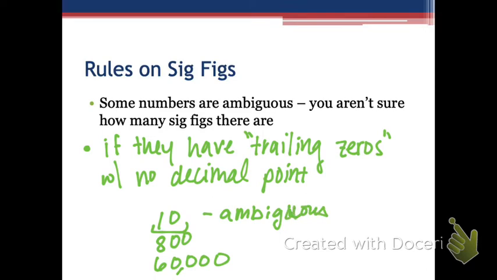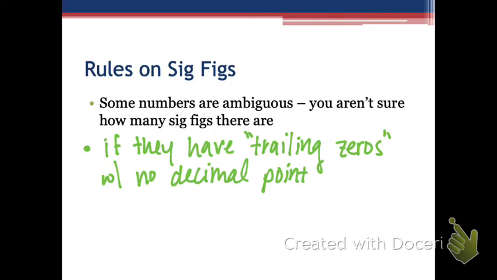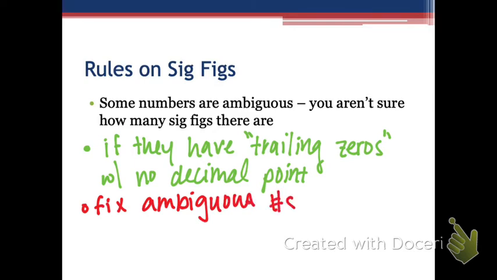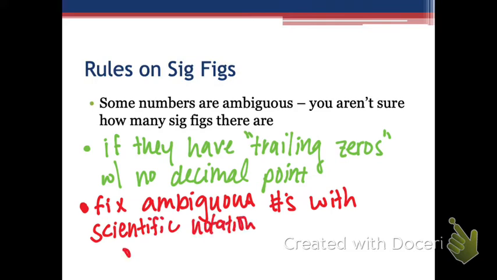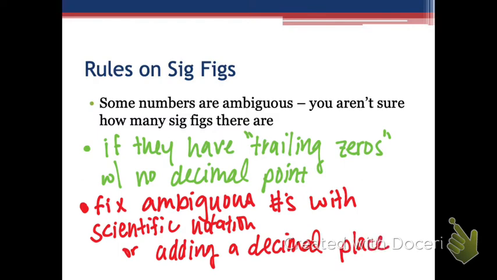Another problem is that we should never give ambiguous numbers as part of our answer. We have to give our numbers in the correct number of significant figures. Let's say that we've got a number that's ambiguous and we need to put it in a certain number of significant figures. You can fix ambiguous numbers with either scientific notation or adding a decimal place. Okay, those are our two options for how we can make an ambiguous number not ambiguous anymore, right?